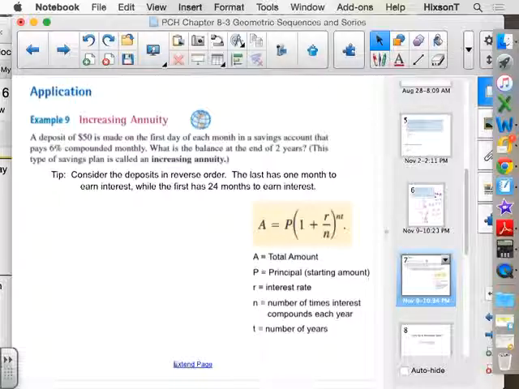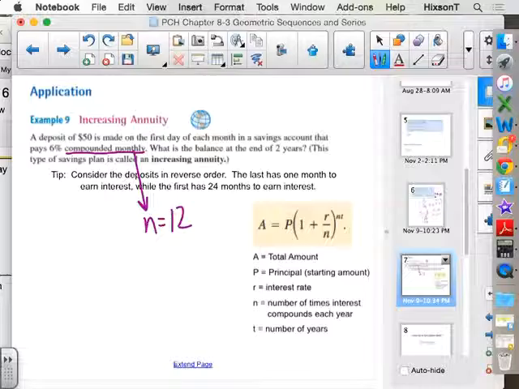It depends on the problem. In this case, we're compounding monthly, so n would equal 12. We're compounding monthly, so n equals 12. This 6%, r is 0.06. P is going to be 50.